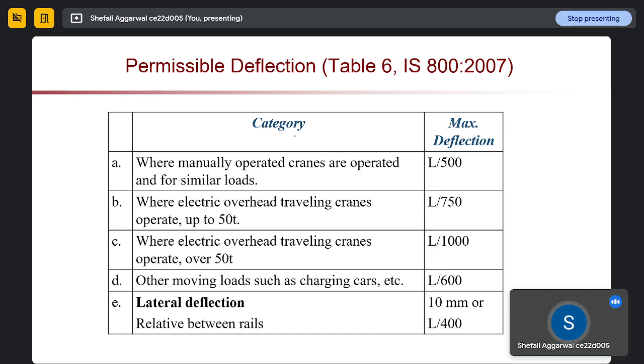When we are using manually operated cranes, then we are taking maximum deflection as L by 500. When we have electric overhead cranes up to 50 ton, then it will be L upon 750. When it is more than 50 ton, then it will be L upon 1000. Then we have other moving loads such as charging car etc. If we have this type of load, then we are taking it as L upon 600. And in case of lateral deflection, we are taking it as 10 mm or L upon 400. Okay.